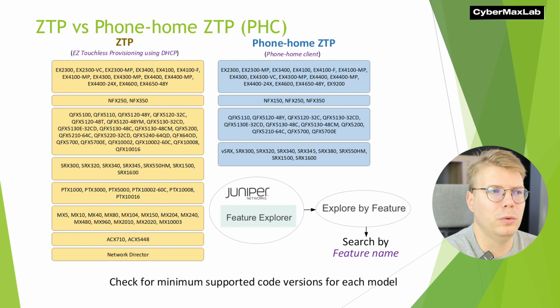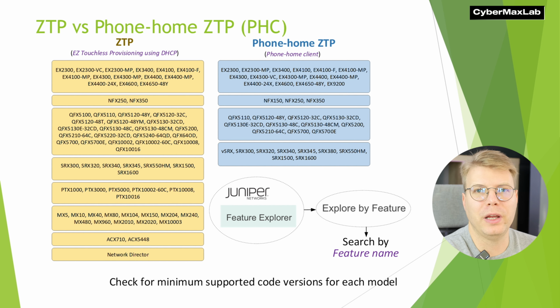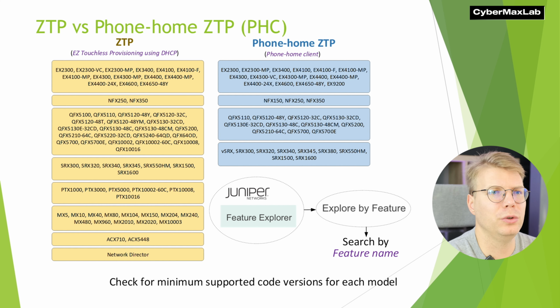This is just hardware, so you can see some devices which you may be interested in. If you'd like to learn more about the software version, you go to Feature Explorer down below. This is where I found this information. As soon as you go to Feature Explorer, you click Explore by feature, and then you search by feature name. The feature name you see at the top. This is how Juniper calls these features internally. Or you can just search ZTP or any other feature, right? And there you will see your platform and the code you need.